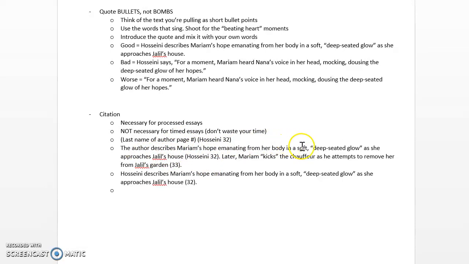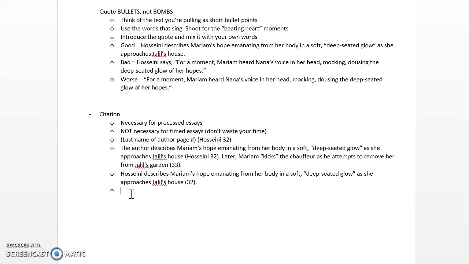Here I've got this sentence where I've quoted "deep-seated glow." That appears on page 32. So at the end of the sentence, but before the period, I'm going to put in parentheses Hosseini 32. If I have another quote that I'm including, and I need to do this for every single quote, I've already said the author's name here, so on the second one, I can just put the page number. Alternatively, if in my sentence I include the author's name, notice up here I just said the author, down here I said Hosseini describes, I've already said his name, so my parenthetical citation at the end of the sentence just needs to include the page number.